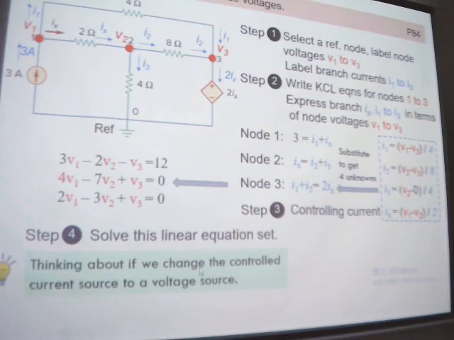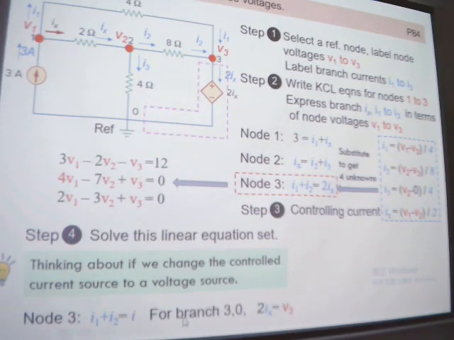Please think about if we change the control current source to a voltage source. What happens? What will happen? Just think about it. Okay. For node 3, where's node 3? We have I1 plus I2 equal to I. If this one is the voltage source, we just suppose what? Suppose the current goes through it, right? Yes.